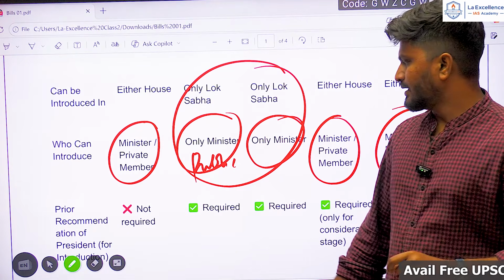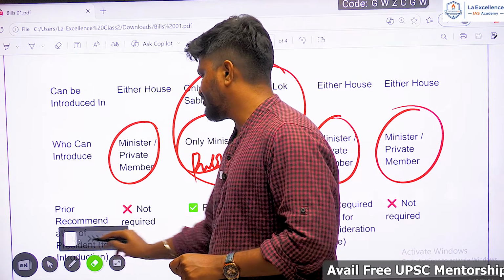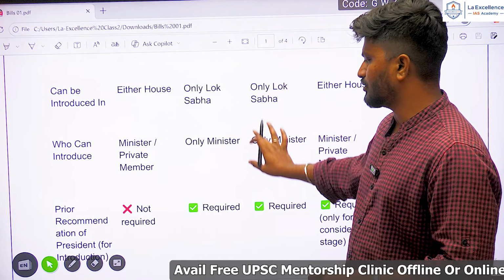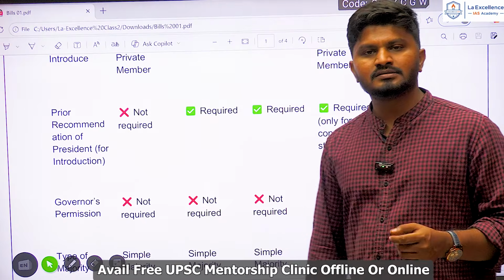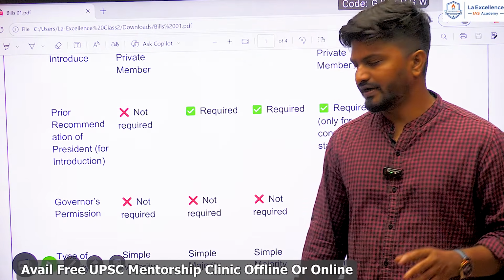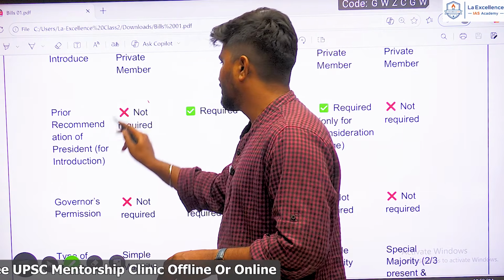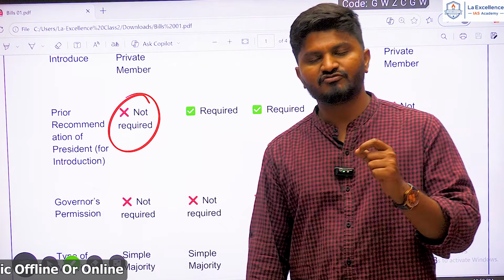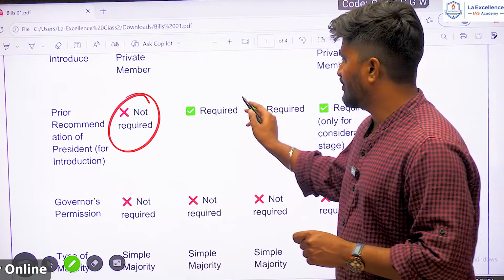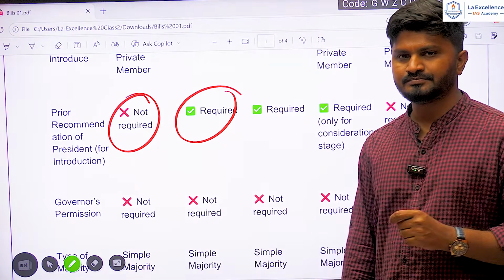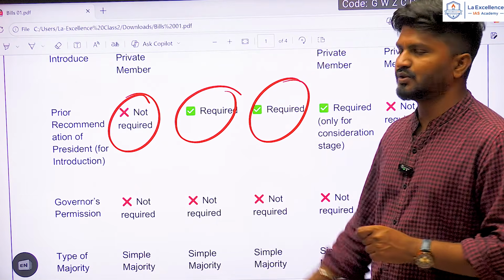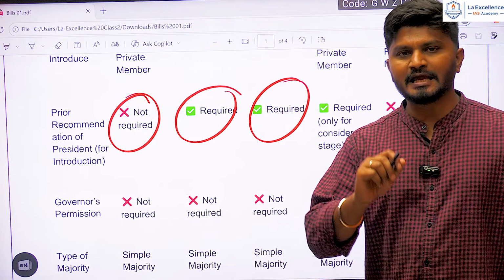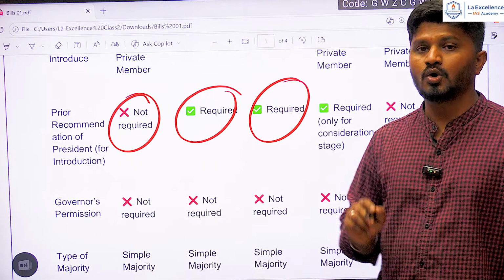Next, prior recommendation of the President. Is it required or not? In ordinary bills, as we know, it is not at all required. When it comes to money bills, the prior recommendation of the President is very necessary. It is required. Same thing with respect to financial bill type 1. It is required. And in financial bill type 2, normally it is not required.